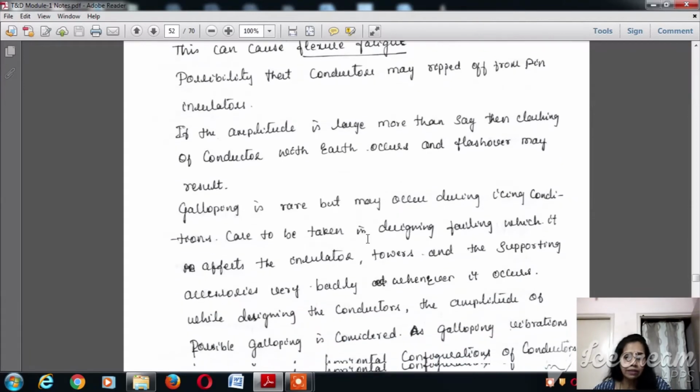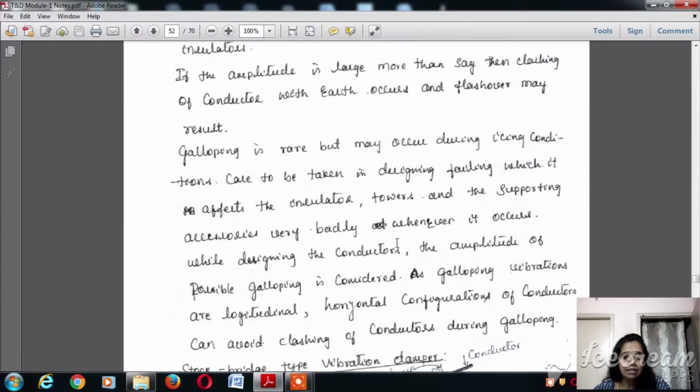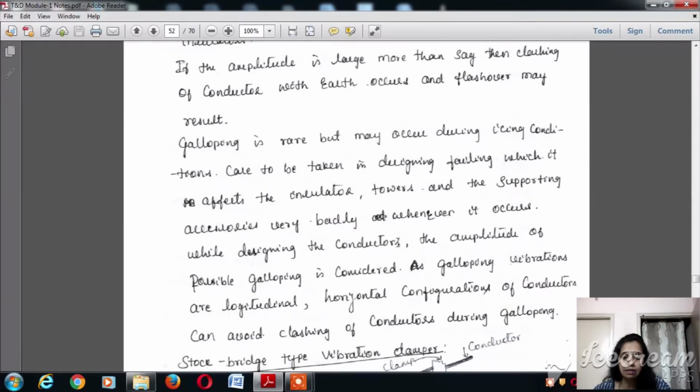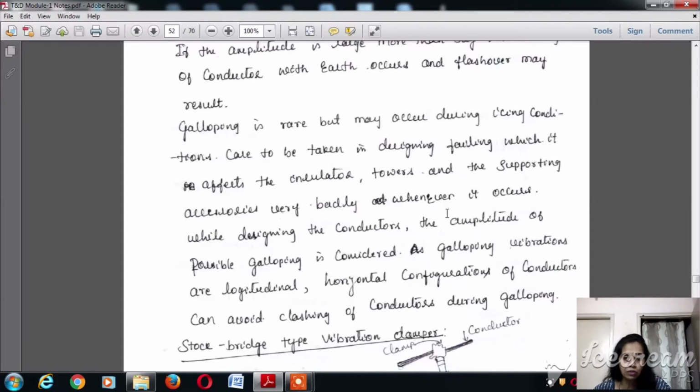Galloping is very rare but may occur during icing conditions, because the weight is more, and if the wind blows very fast, then galloping may occur. This has to be taken into account while designing conductors for regions where ice coating is expected due to the seasons. We need to consider galloping as one of the design considerations and give proper allowance for it. Otherwise it affects the insulators, the towers, and the supporting accessories very badly.